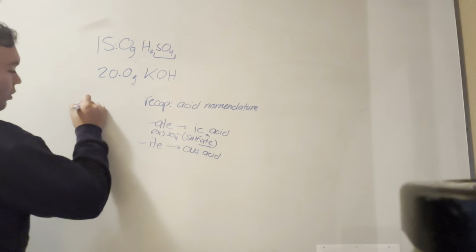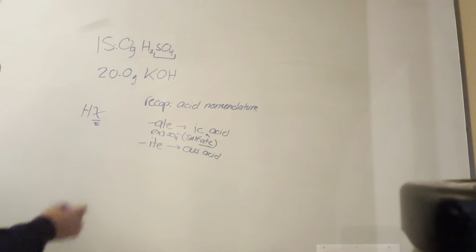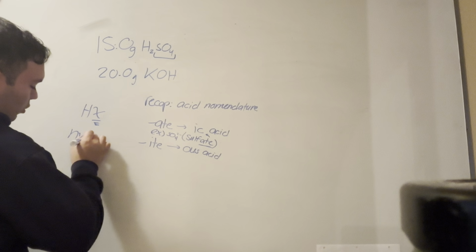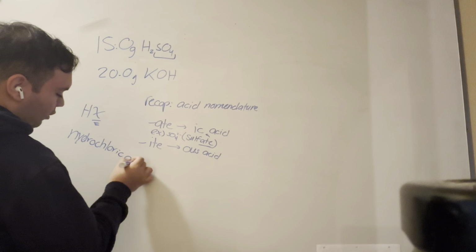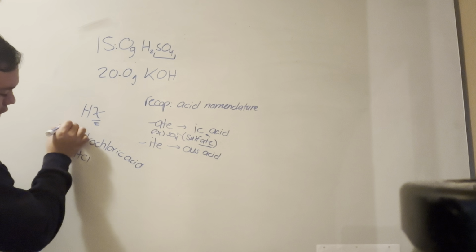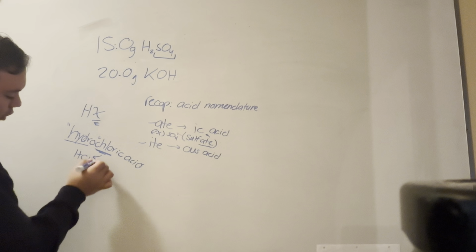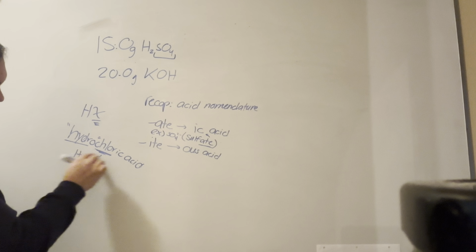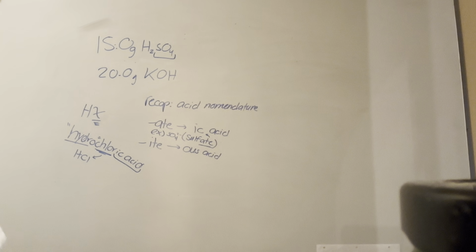And then anytime you see something like HX, where X is a halogen, it should be called hydro-whatever. Hydrochloric acid. So this is HCl. Notice how this hydro part always remains the same. This is the base of whatever that X is: chloric, bromic, iodic, and it always ends in ic acid. So hydrochloric acid. Okay, I'll give you a second to look at that.